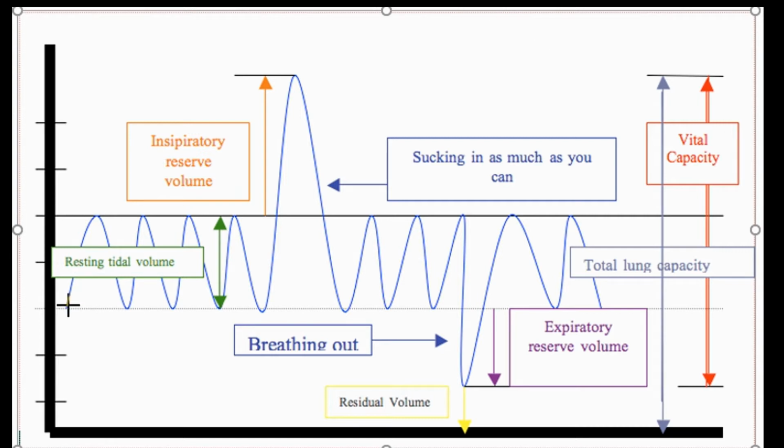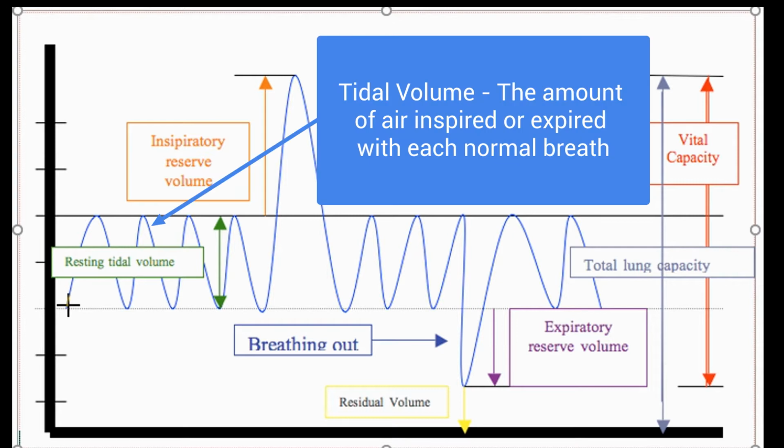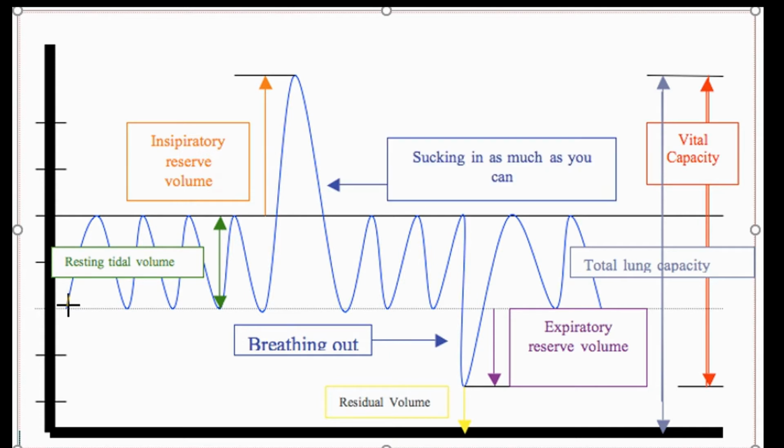If we start with tidal volume, it is the amount of air inspired and expired with each normal breath, and that could be at rest or during exercise. So as you take in a breath and then breathe out, the total volume of air there is our tidal volume. On the graph here, we can see the blue line.